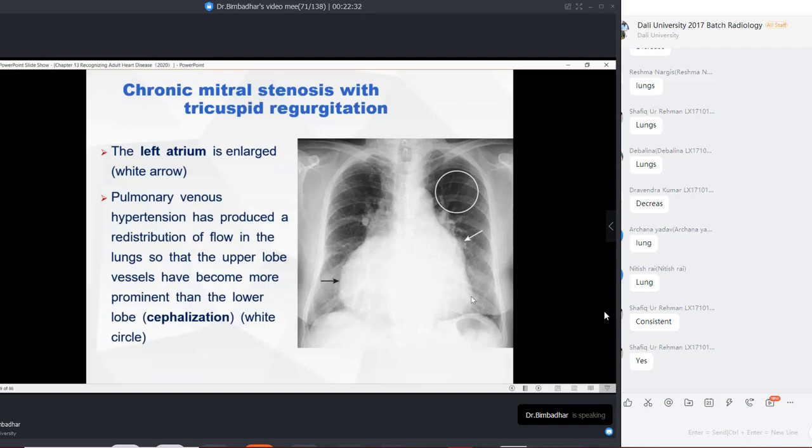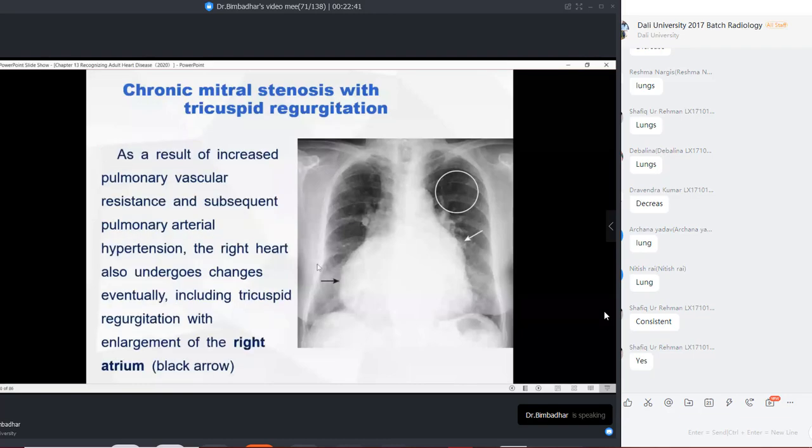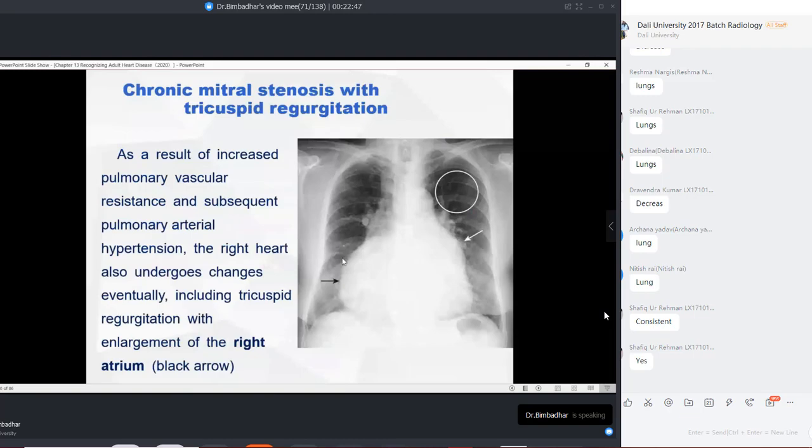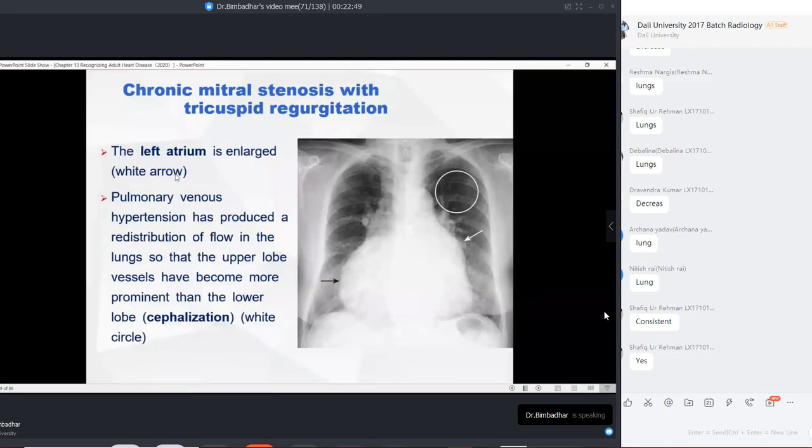So the first thing that happened is the cephalization of the pulmonary blood vessels. The second thing that is happening is the right atrial enlargement. Then the third thing that is actually happening is the left atrium enlargement. So three conditions. Now you see here, this is a chronic patient. This is a classical thing that I have showed you. Right now, try to understand one thing here.